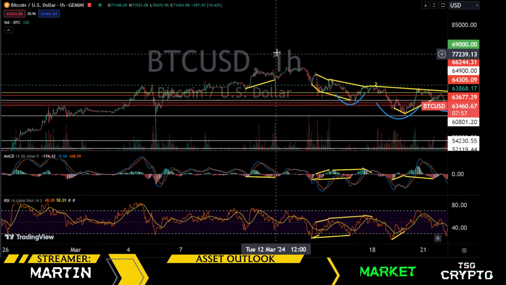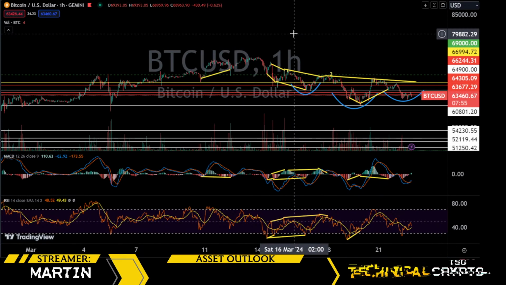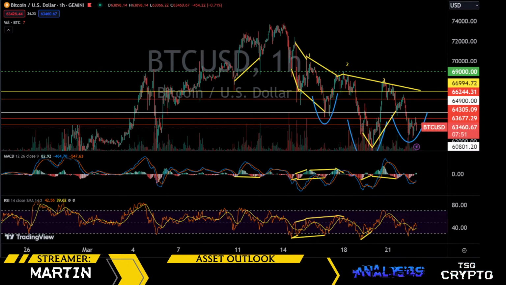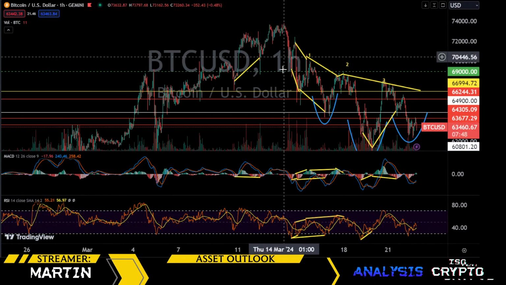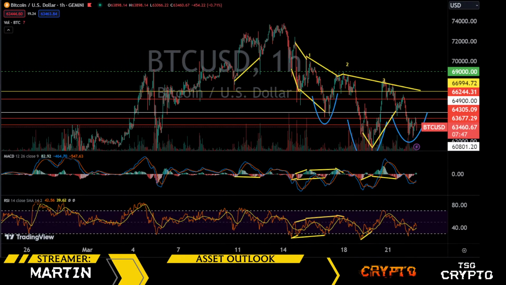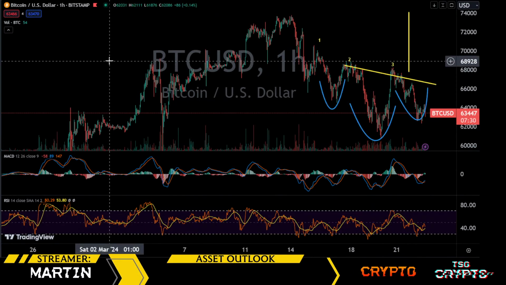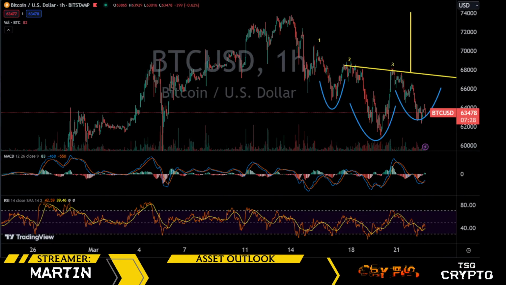Why is it not loading properly? Here we go. All right, so on the 1 hour chart, right? Similar pattern. I'm going to go to a cleaner chart so you can see this. Let's wait for it to load. And man, why is TradingView so slow when loading charts? It's just insanely annoying sometimes. Here we go. All right.